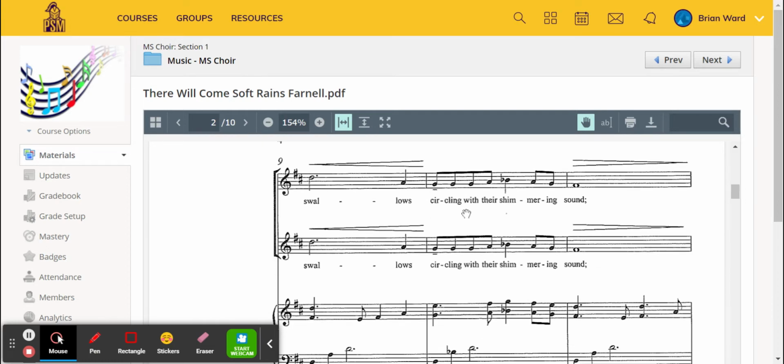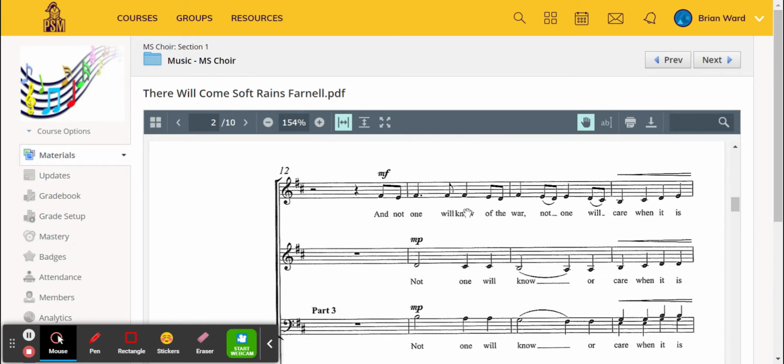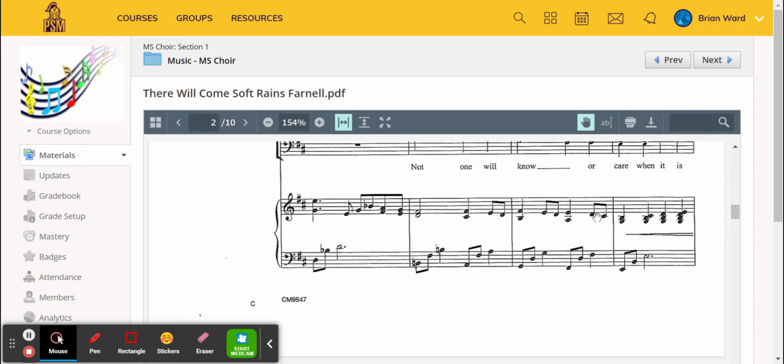Okay, what if I asked you what words we sing in measure 15? Well, let's count. So we know this is measure 12. Then we have a bar line. 13, 14, 15. So if I asked you about measure 15, you'd go 12, 13, 14, 15, because there's those bar lines. So the words are care when it is.